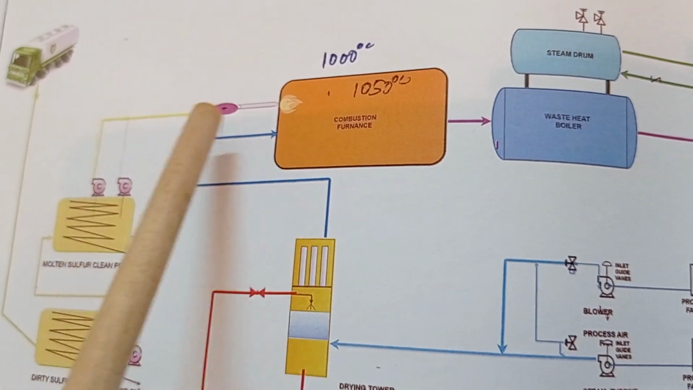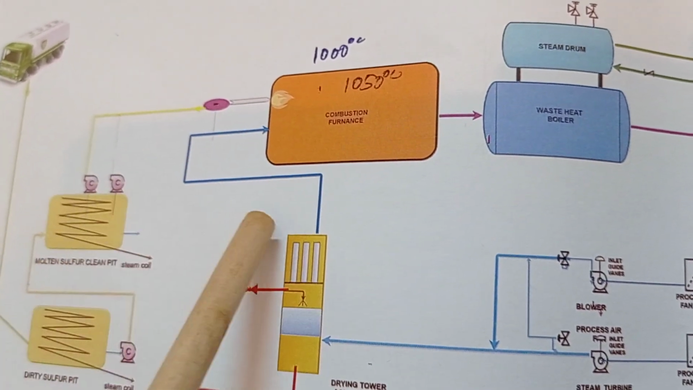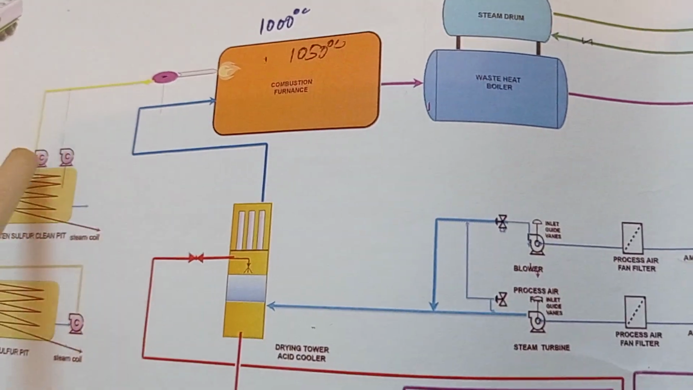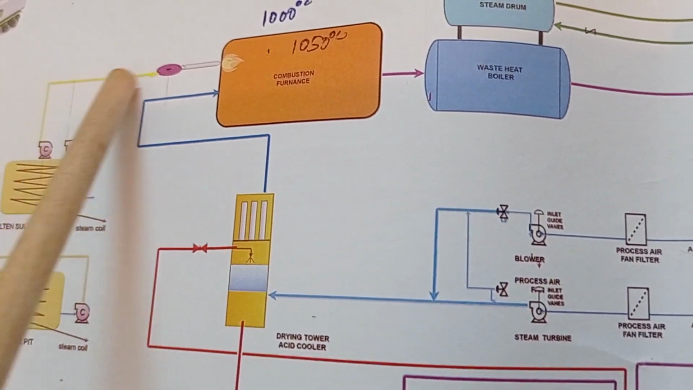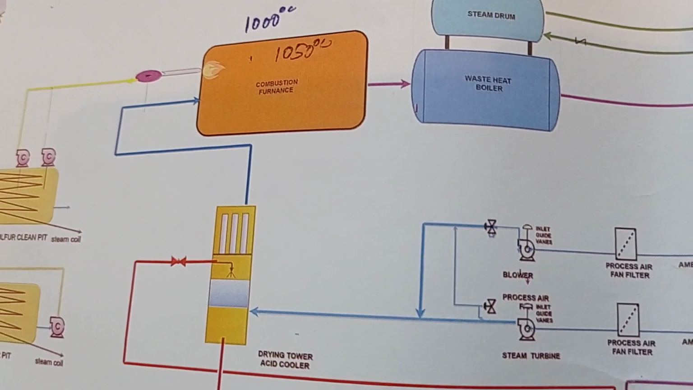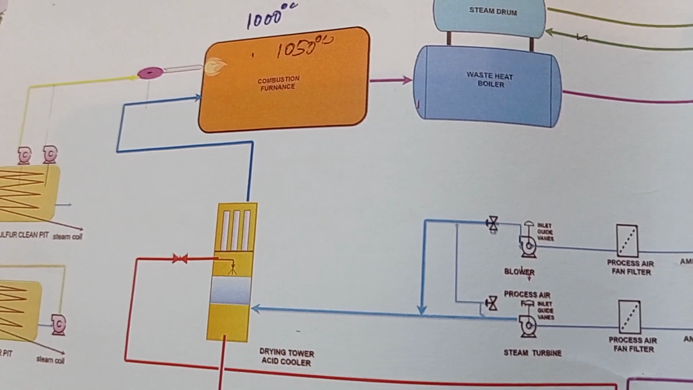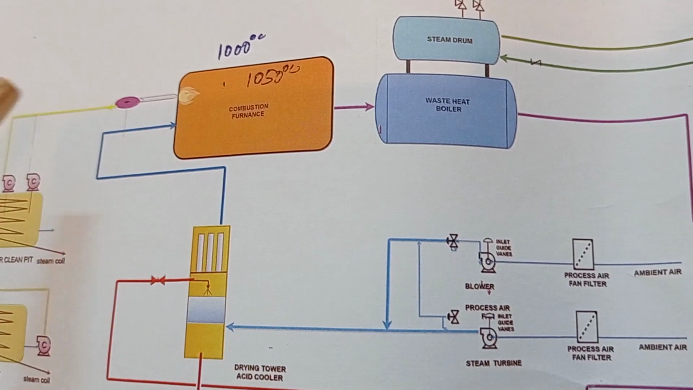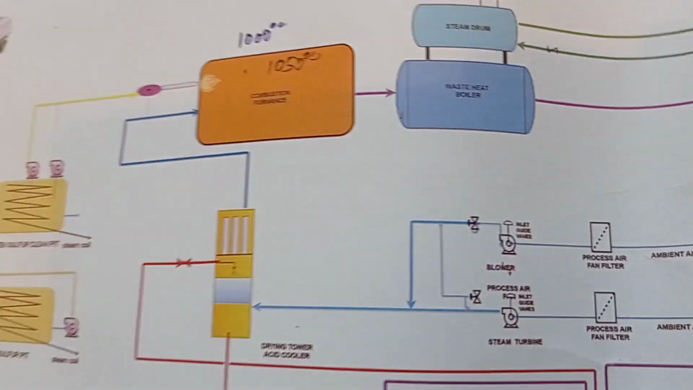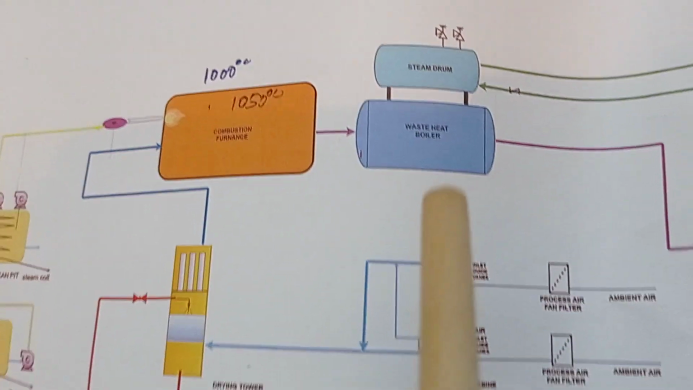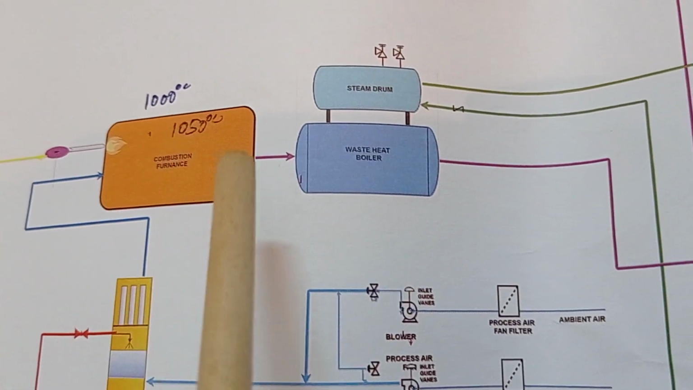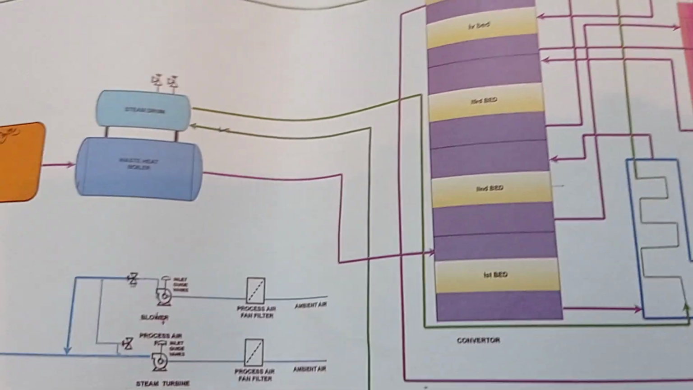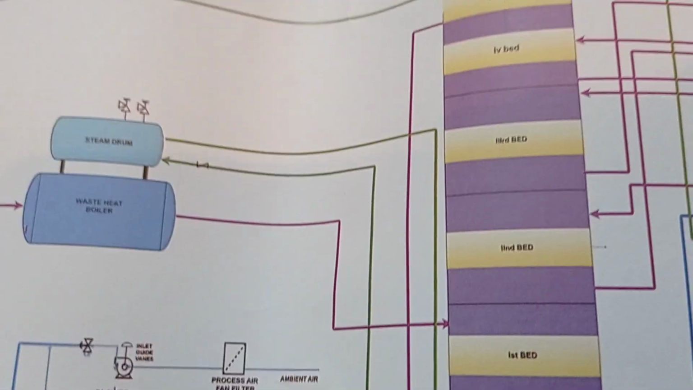So we have air, which is supplied with the help of a blower. We have air, we have a furnace, we have fuel also. But what we need is temperature. So at high temperature combustion takes place. After here we have a temperature around 1000 degrees, but in the converter we need a temperature around 420, more than 420.